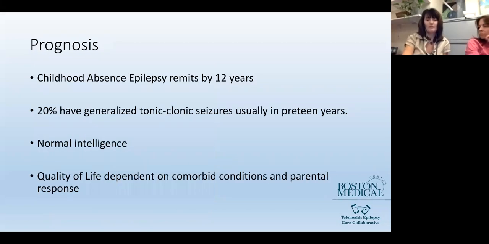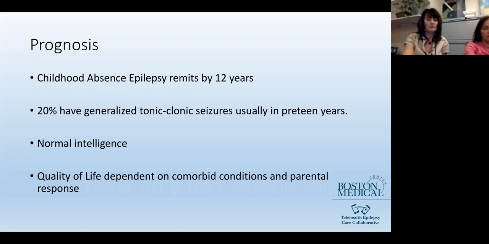Childhood absence epilepsy remits by 12 years. 20% have generalized tonic-clonic seizures, usually in the preteen years. What that means is onset's often 5, 6, 7 years of age, or at least when it gets recognized. And during those early years, they're really just going to have absence seizures. Ethosuximide, the treatment of choice, only works for absence. If they actually had a generalized tonic-clonic, we would need to pick a different medicine. Fortunately, when it does happen, it's happening at the offset, almost when it's going away.